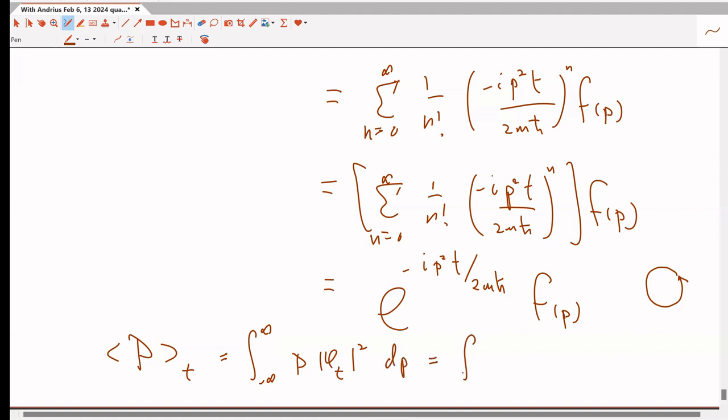Oh, so this is conservation of momentum. Is that right? It is. But not conservation of position, I guess.